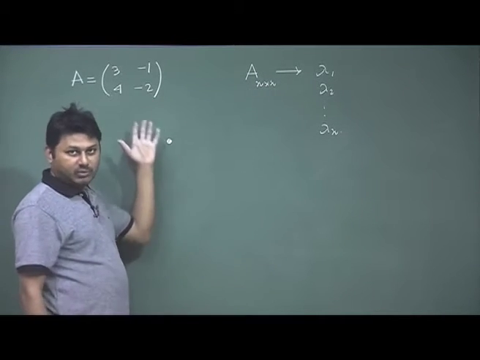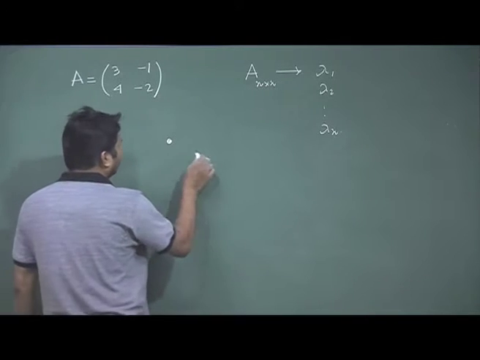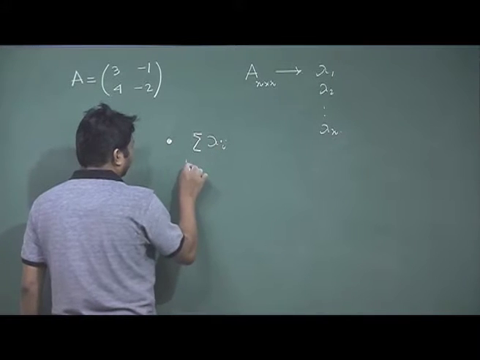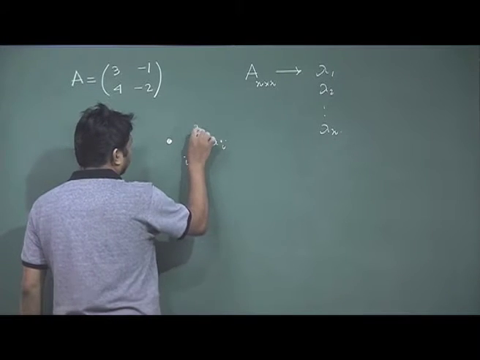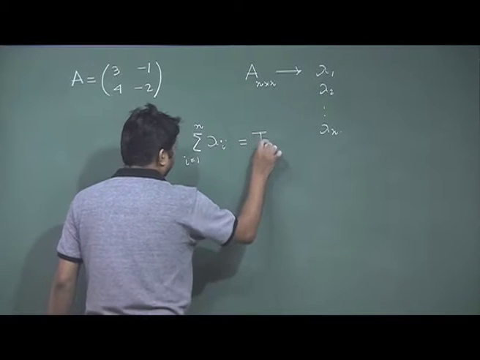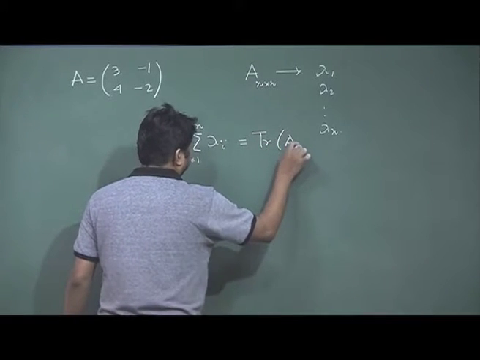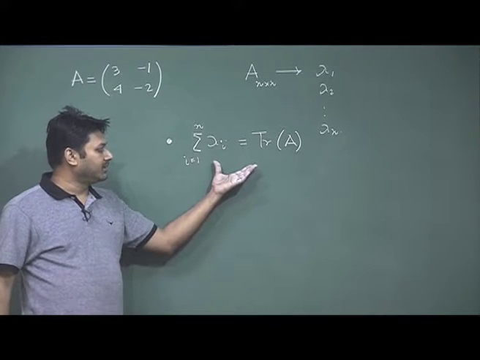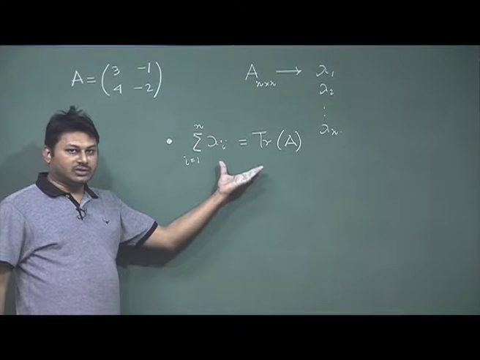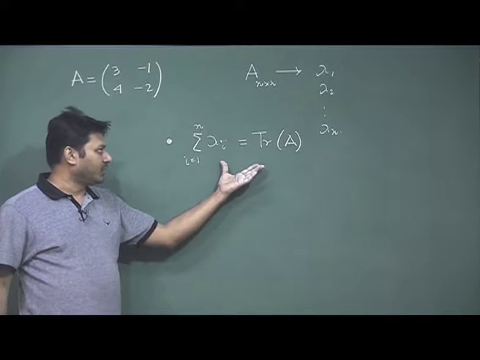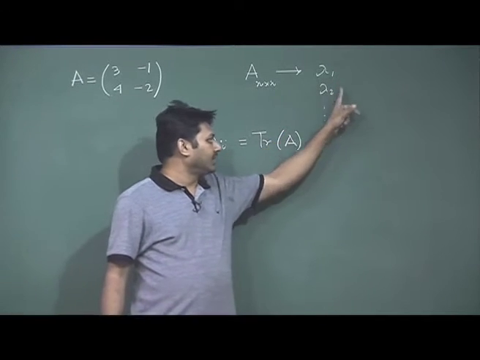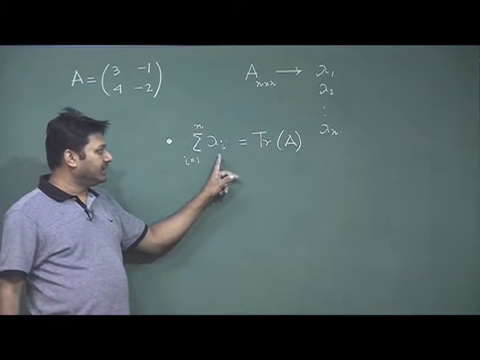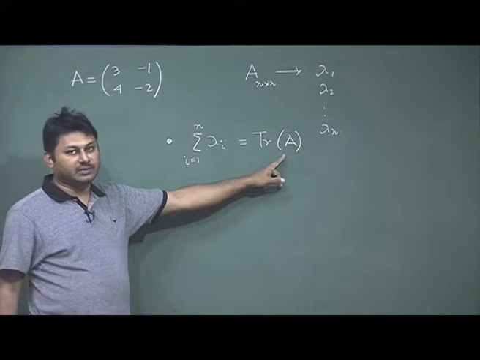I will check this for this and all other cases: the summation of lambda i, for i from 1 to n, is nothing but the trace of matrix A. I believe many of you know that, but still it is my duty to mention this important property. Once you calculate the lambdas and add them, it will be the same as the trace of this matrix.